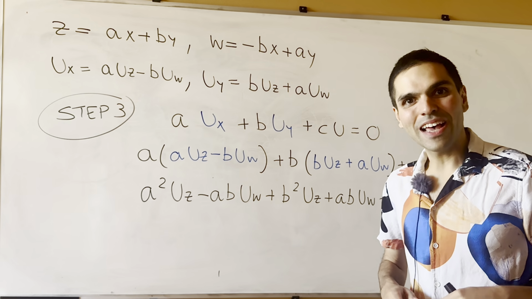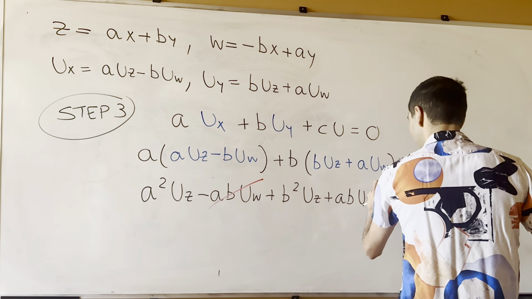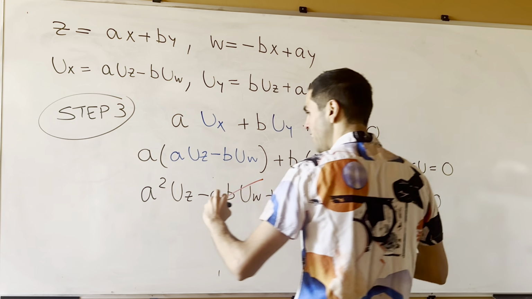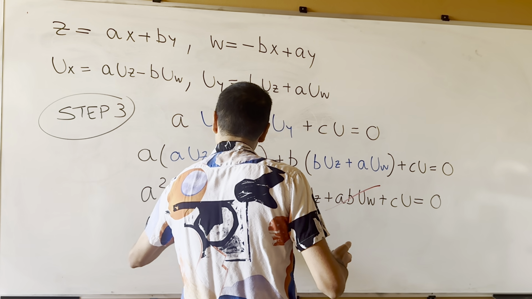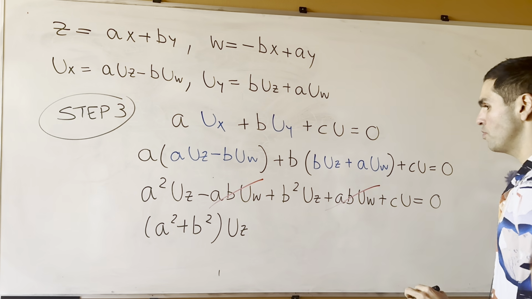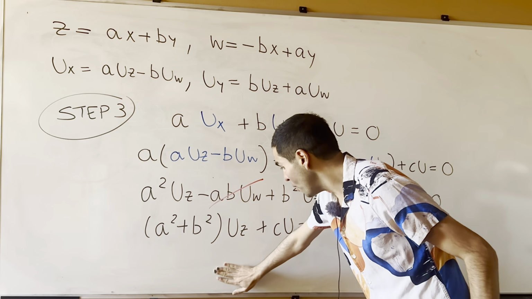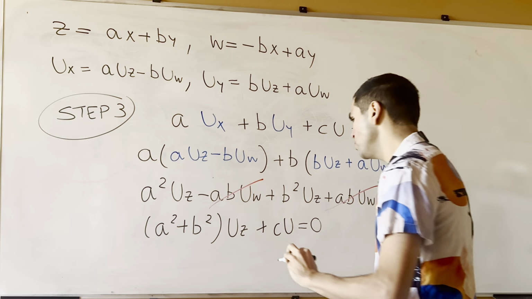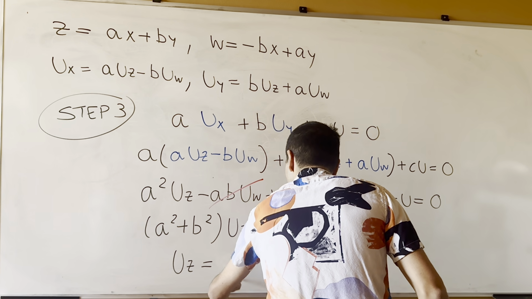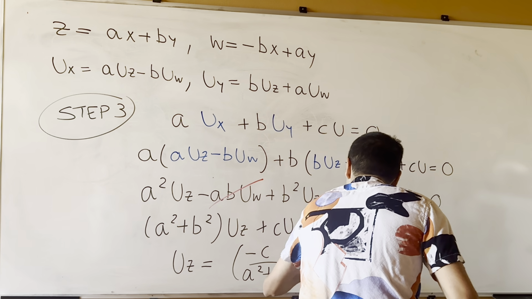And now comes the most satisfying part of today. We can cancel the U_W term, and then in the end what we end up getting is (A² + B²)U_Z plus CU equals 0, and therefore we get a quite simple ODE really for U_Z. So U_Z becomes -C over (A² + B²) times U.